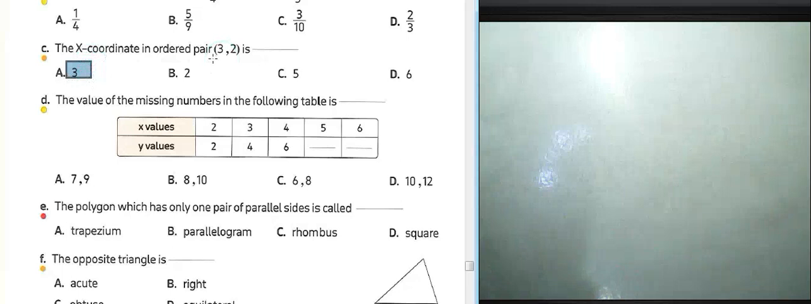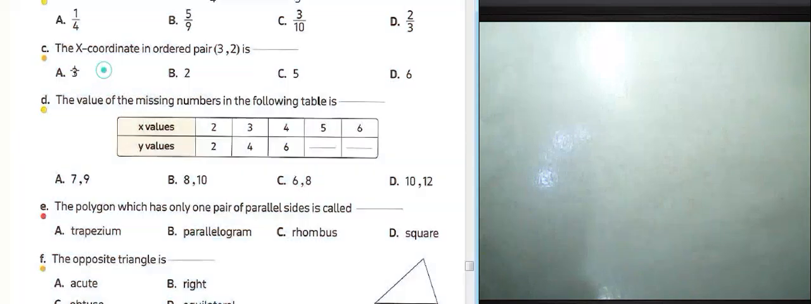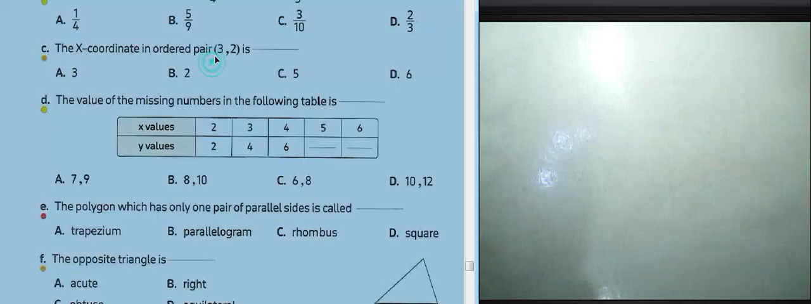Choose 3. 3 lies in the x coordinate and y will be 2. The y coordinate in the pair will be 2. But he asked about the x coordinate, so you must choose letter A. Letter A, the result will be 3. Again, understood? The x coordinate in the pair will be 3.